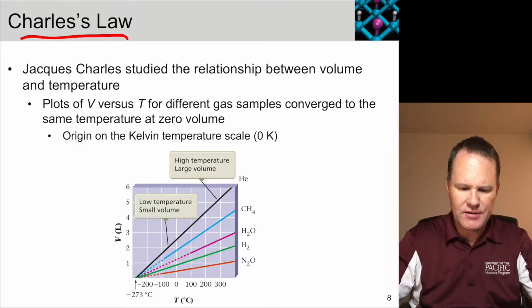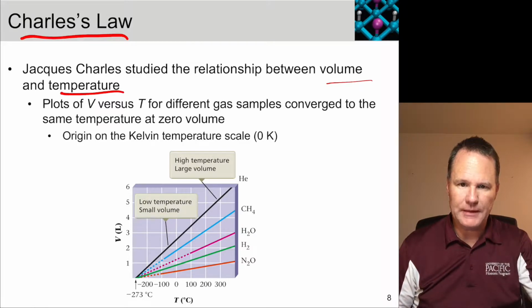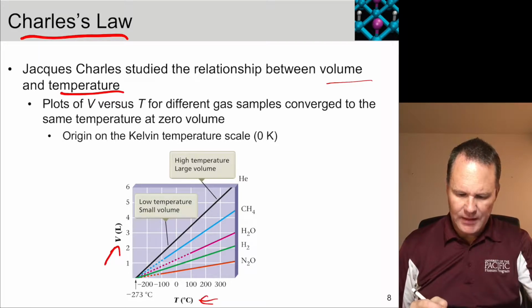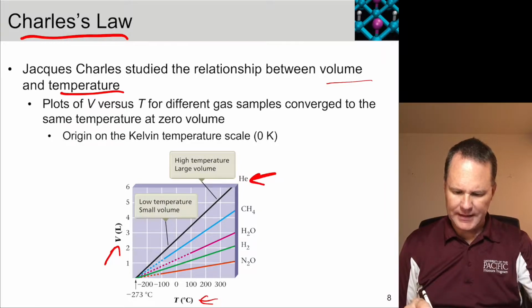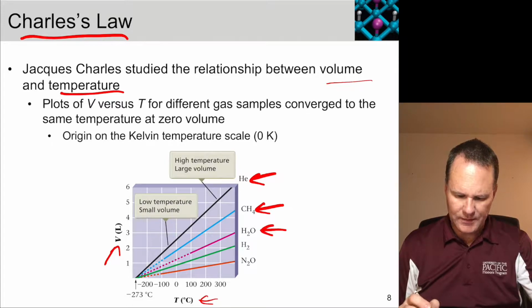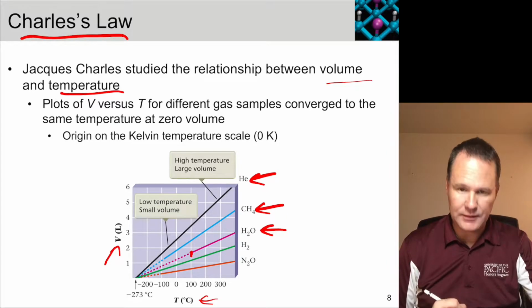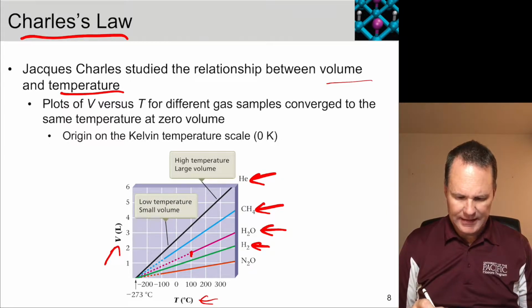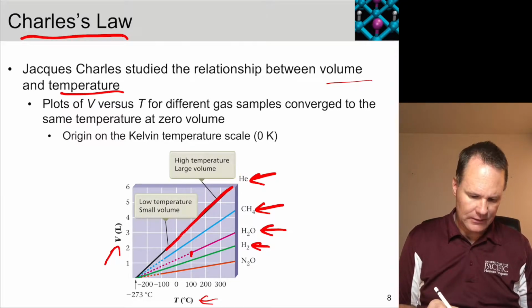Jacques Charles was the one who studied the relationship between volume and temperature, right? So how the volume and the temperature of a gas are interrelated. So how do you plot the volume against the temperature? These plots here are of different gases. This one is for helium, for methane, water, and so on. Now you can see that some of these lines are extrapolations. For example, the water line only runs to 100 degrees, because there it condenses into liquid water. Then hydrogen goes almost all the way down, so that's a good one. Helium, same way, so this is a long line down there.